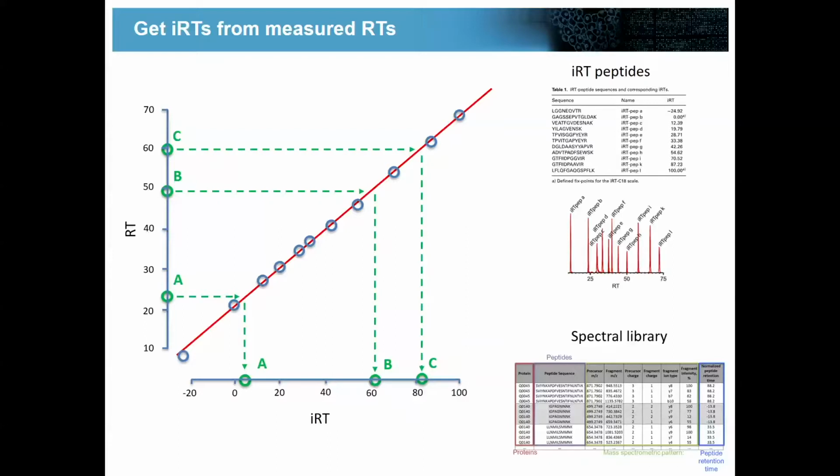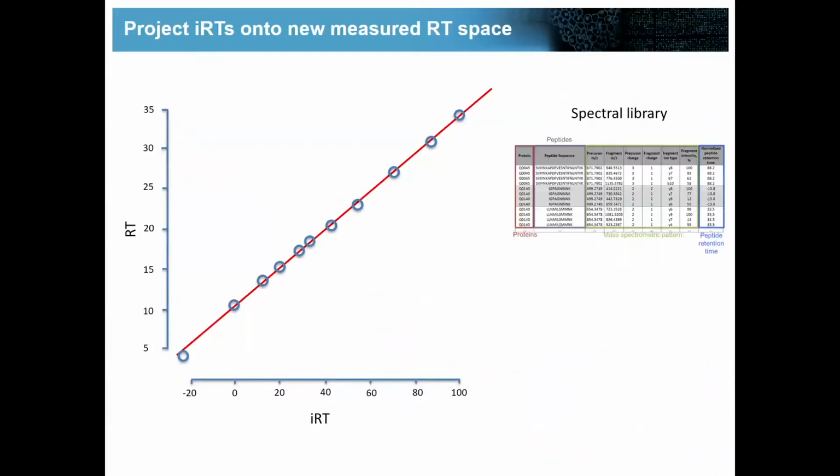And you can see that some of these actually have negative values. That's because of this interesting choice that was made to have this first peptide as negative, but it doesn't matter. It's just a unitless number. And this is what we carry around in these spectral libraries, these retention times in this unitless space.